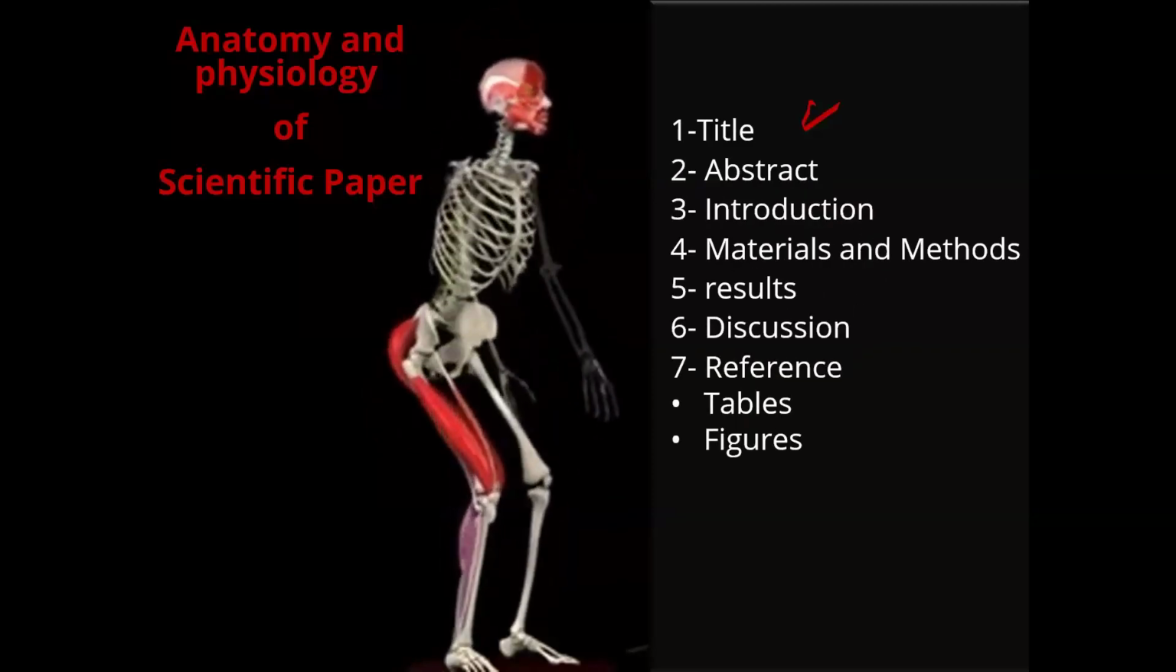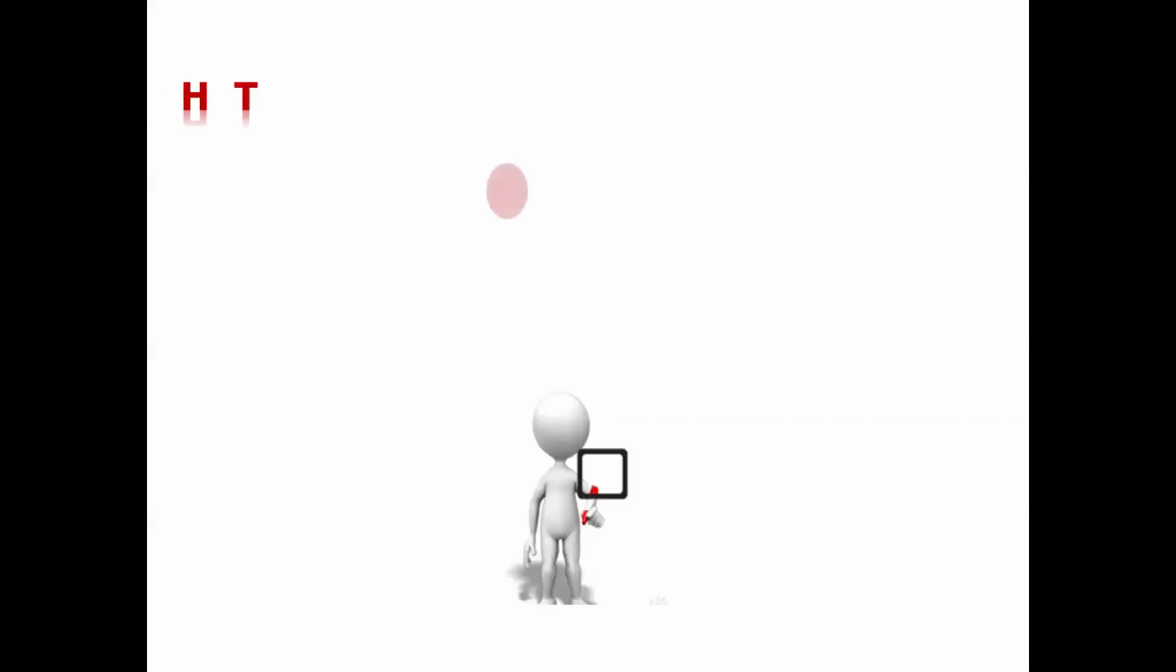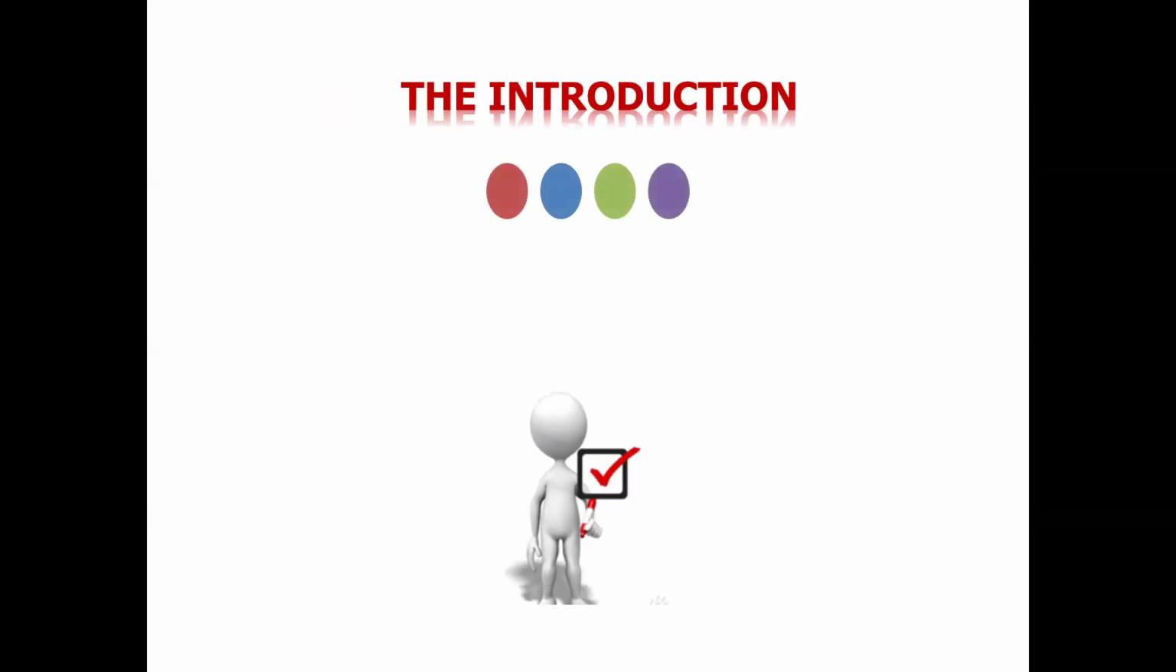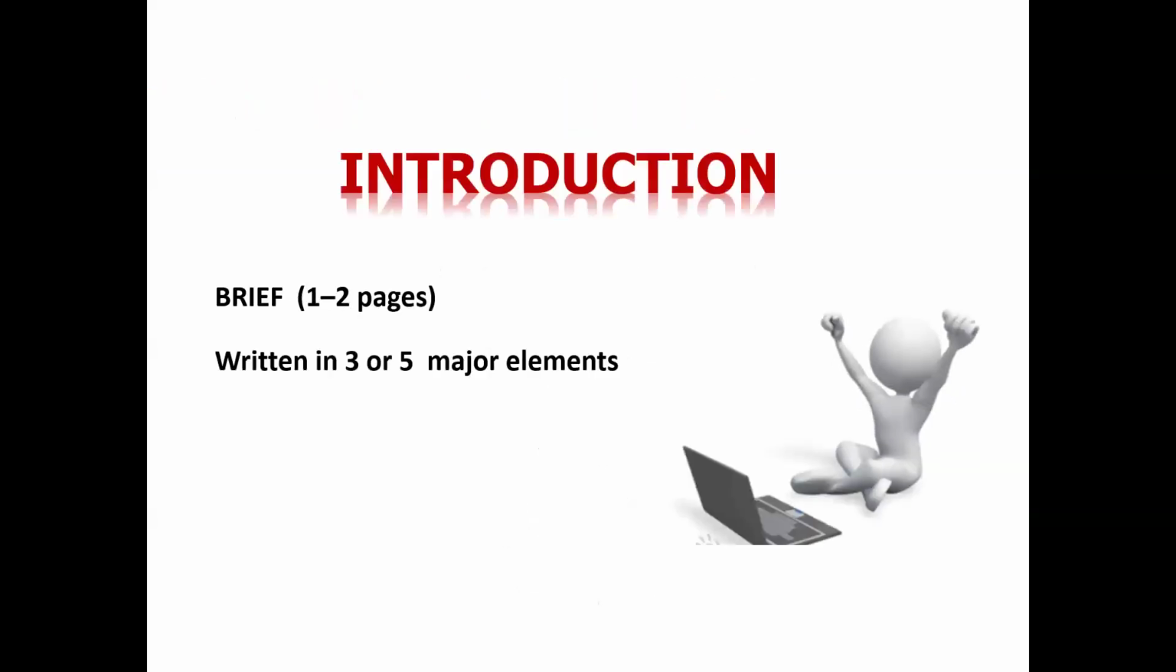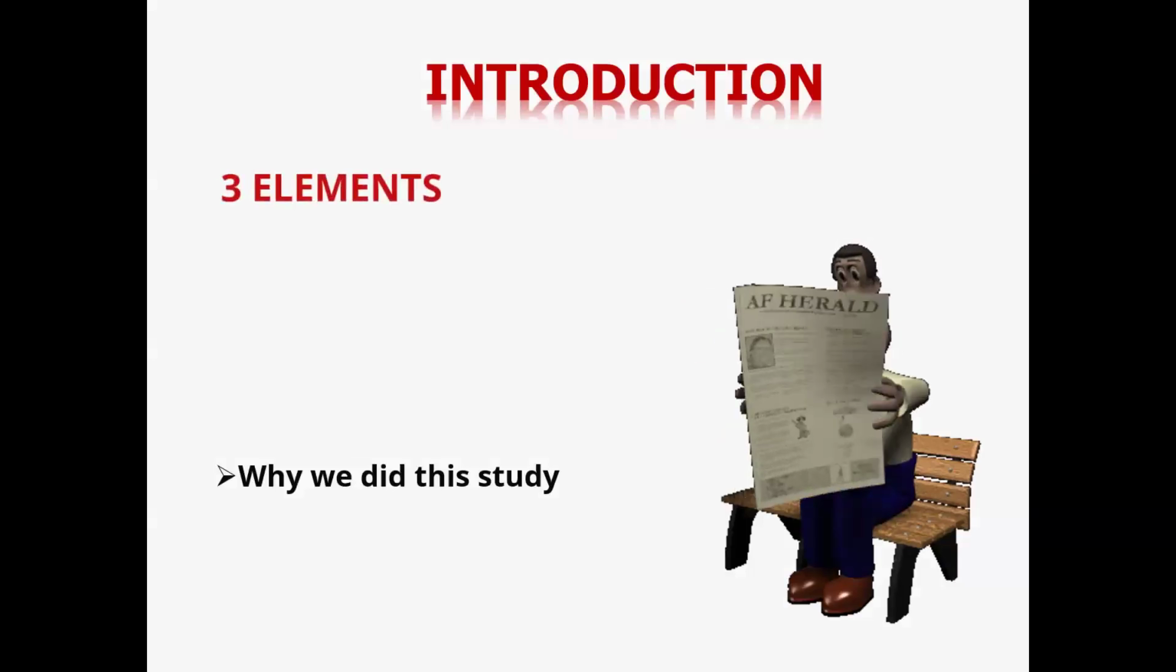So now we talked about the title of the manuscript, and now we will move to the introduction. How to write the introduction part. A good introduction actually is half of the success. And actually, it is very easy to write the introduction. The introduction of the manuscript should be from 1 to 2, maximum 3 pages, and it could be written in 3 or 5 major elements.